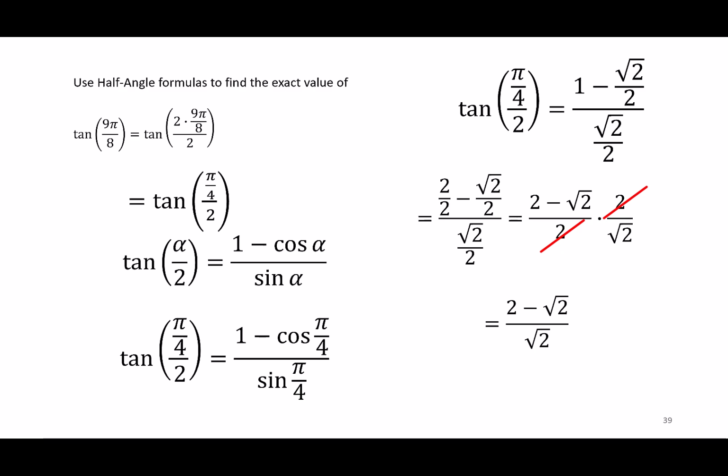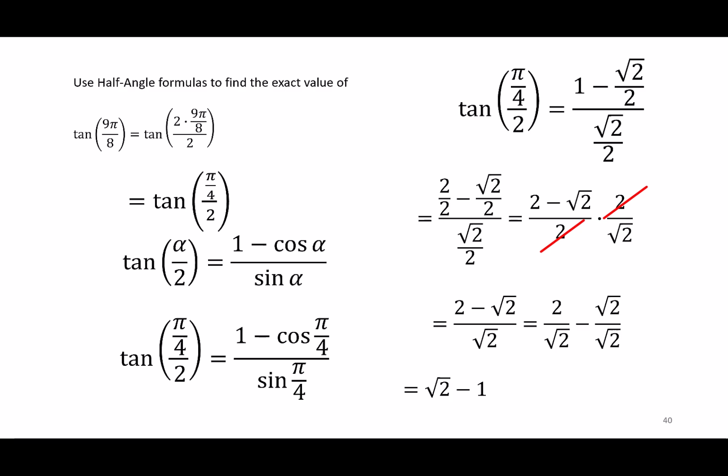Instead of rationalizing the denominator probably the way you expect me to do, I'm going to distribute the square root of 2 to the two terms in the numerator. This gives me 2 over the square root of 2 minus the square root of 2 over the square root of 2. 2 over the square root of 2 reduces to the square root of 2. Then I have minus the square root of 2 over the square root of 2, which reduces to 1.